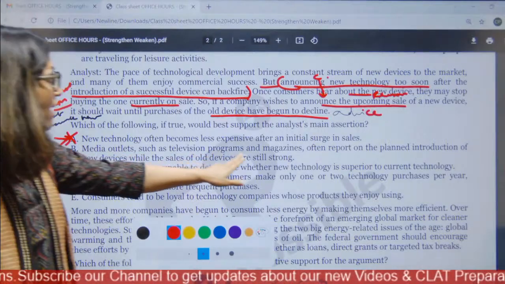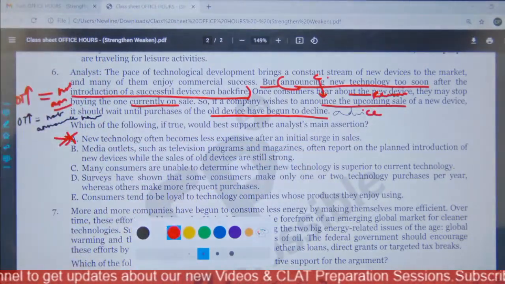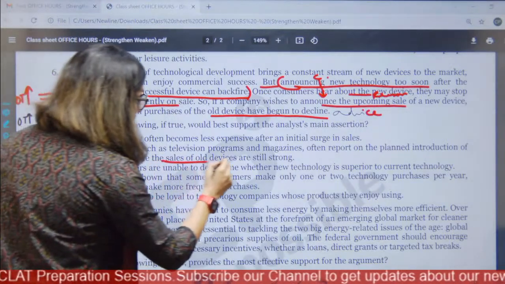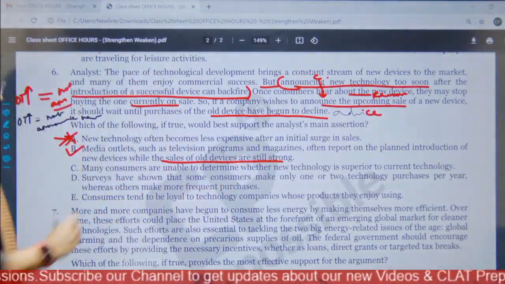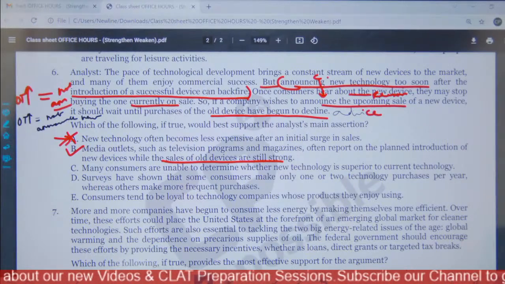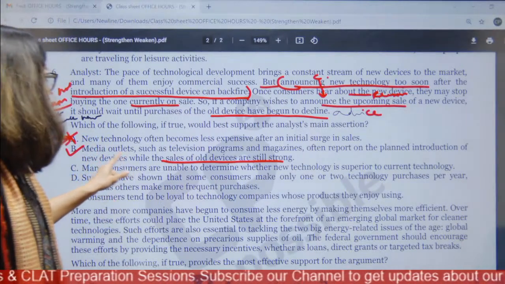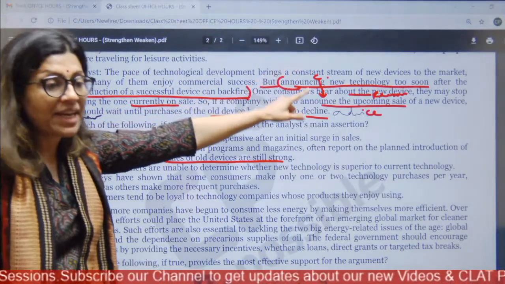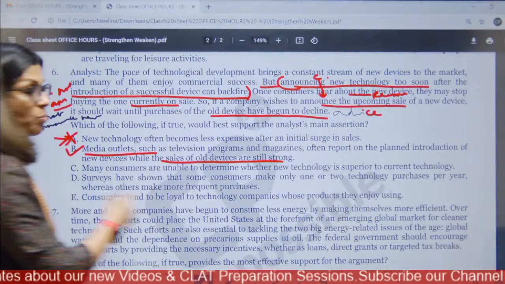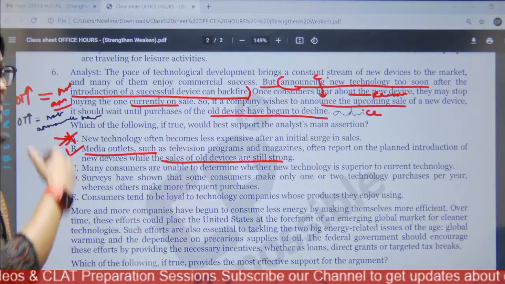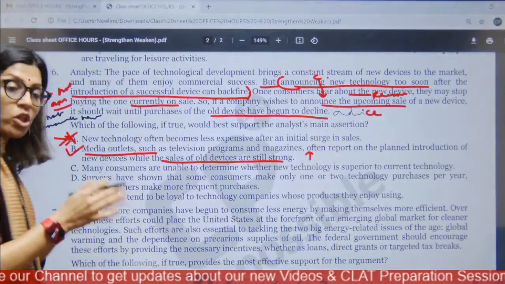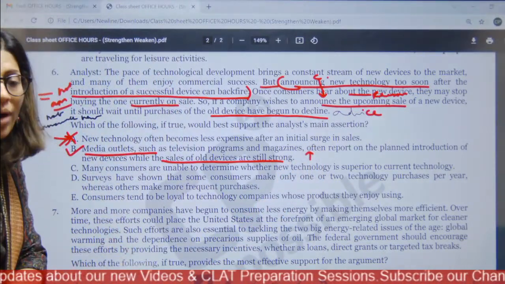Media outlets such as television and magazines often report on the planned introduction of new devices while the sales of old devices are still strong. Yes, this is the correct answer. Why is this the correct answer? Because it says if you are planning to announce new technology, media houses are going to spread it, and once they spread it, while the old devices are still selling, people will stop buying the old one and say, why not buy the new one now that it's come out?